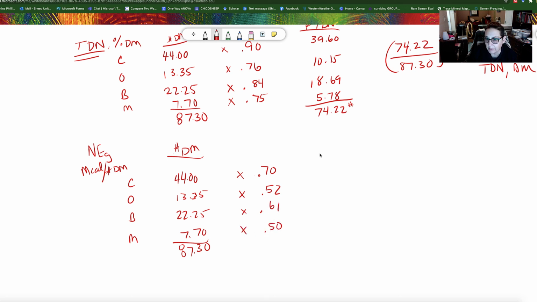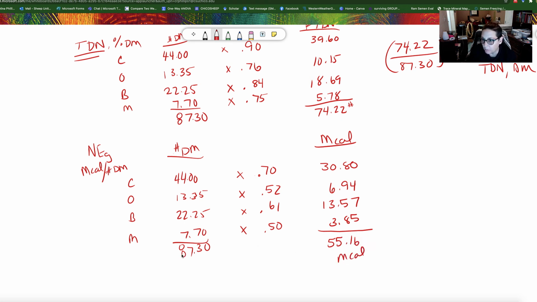Now if we figure out how many mcals are coming from each ingredient, I multiply 44 times 0.7 to get 30.8. 13.35 times 0.52 is 6.94. Then 22.25, 13.57, and finally 3.85. If we add these up, we have 55.16 mcals in 87.3 pounds of dry matter.